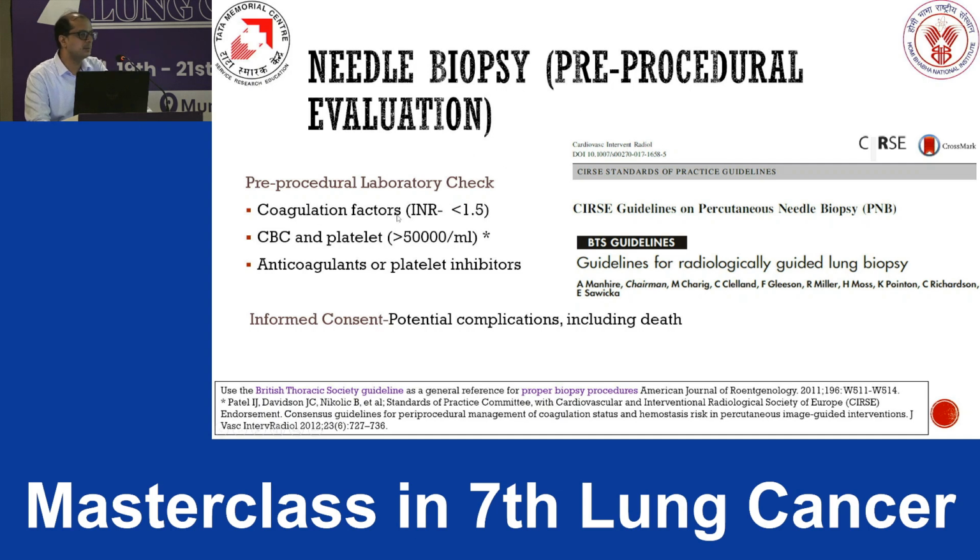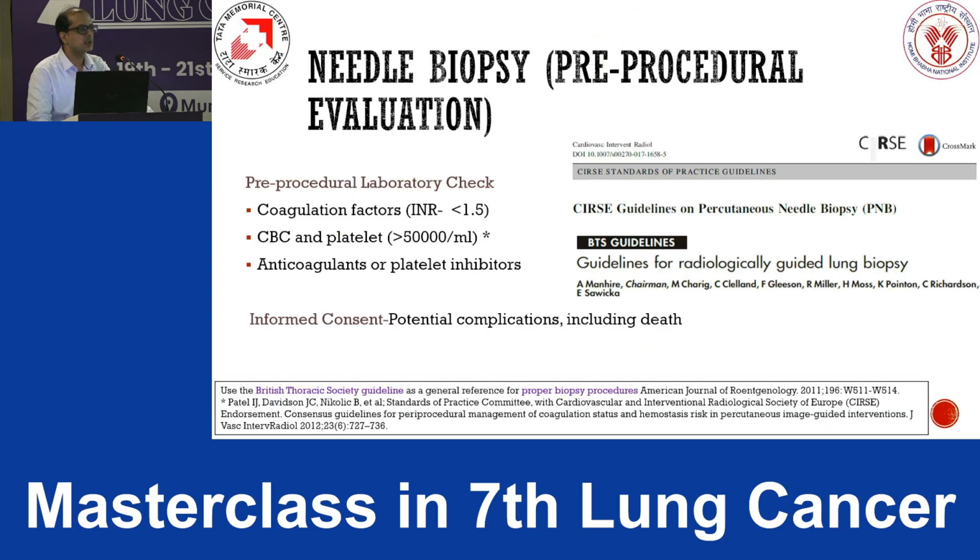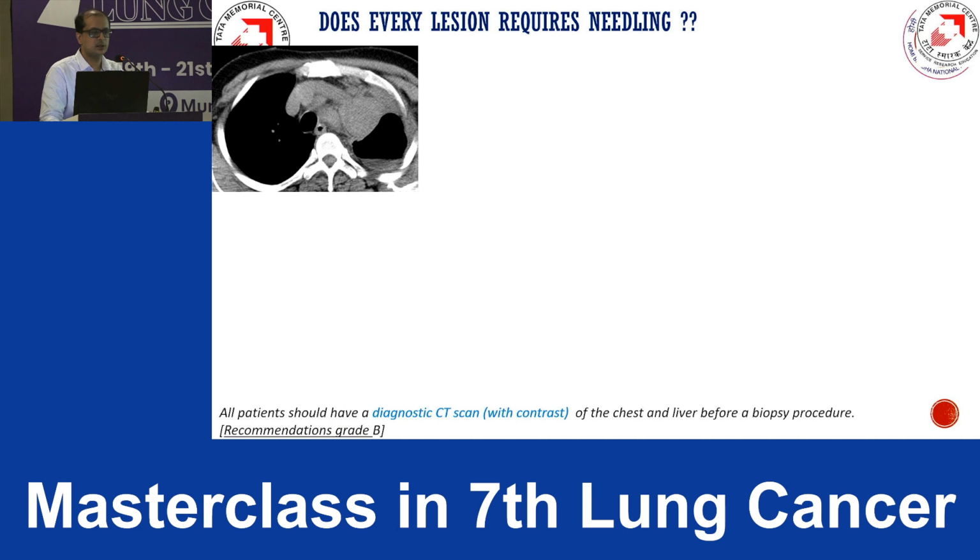For needle biopsy, pre-procedure evaluation, what do we require before doing the procedure would be coagulation parameters, where the INR should be less than 1.5. Platelets should be more than 50,000. If the patient is on anticoagulants or antiplatelets, they need to be stopped prior to the procedure, depending on which anticoagulants and antiplatelets are there. The patient needs to be informed regarding the complications, and there is less than 0.1% chance of death happening.